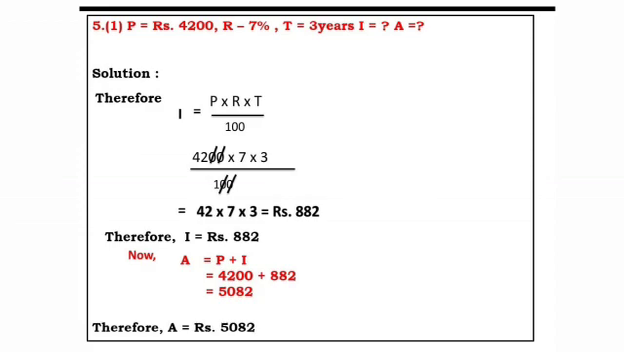Now you have found out the interest. Now you are going to find out the amount. So the formula for amount is P plus I. So A is equal to 4,200 plus 882. Therefore A is equal to 5,082. So A is equal to rupees 5,082. So here the interest is 882 rupees and your amount is rupees 5,082.